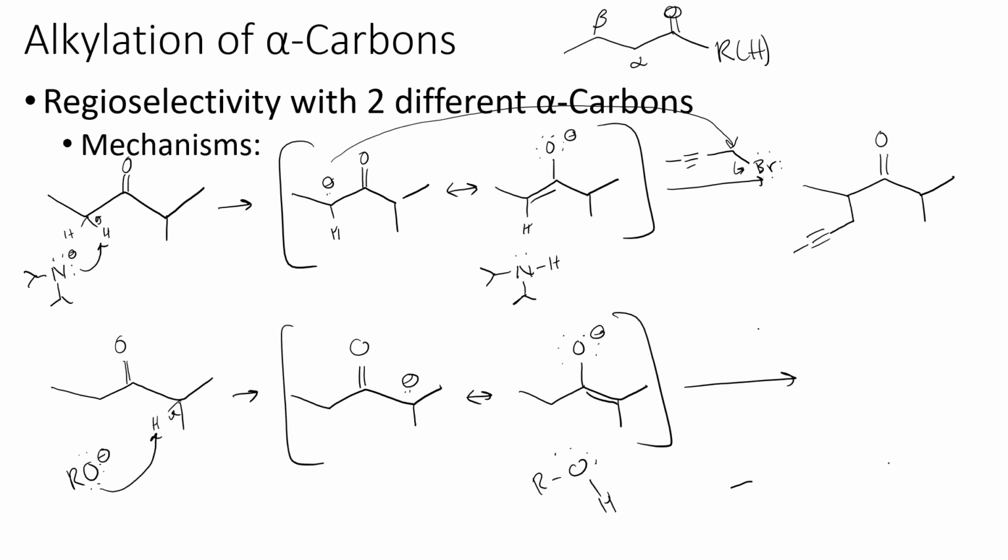So then once again, once we have this enolate anion, it will come in and attack our alkyl halide that we will put into solution, driving off the leaving group. And we will see through that process we have the alkylation done on the more substituted side.